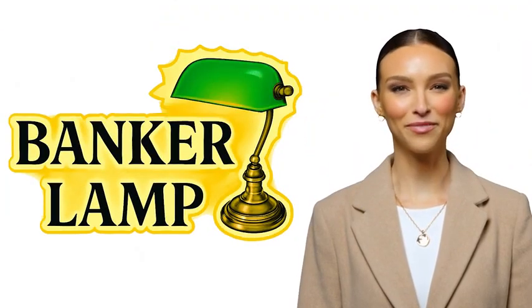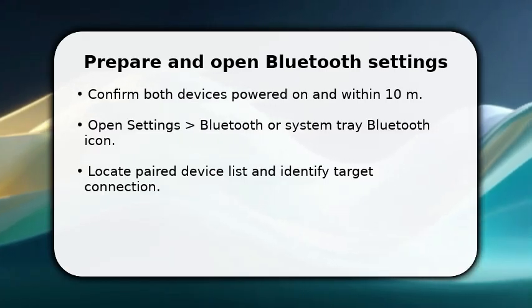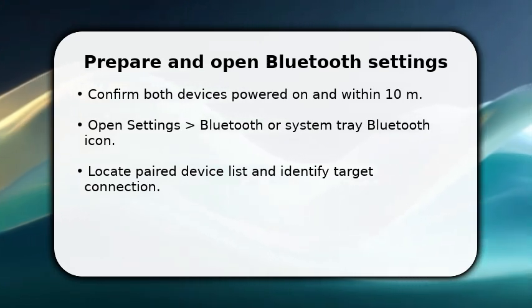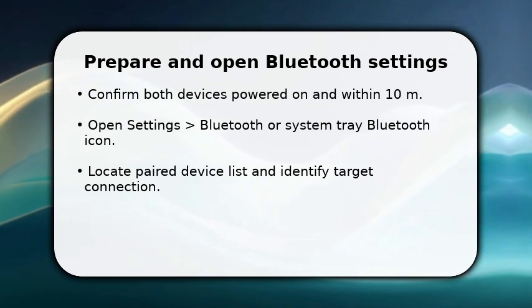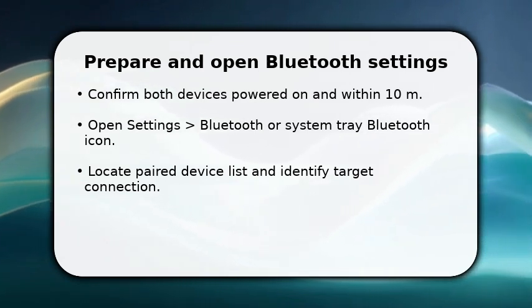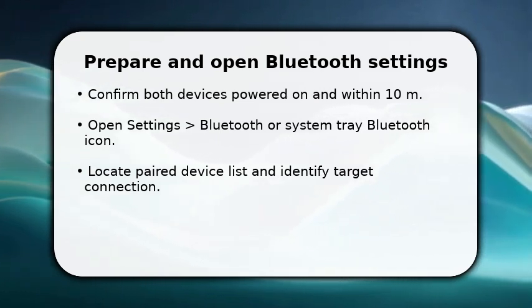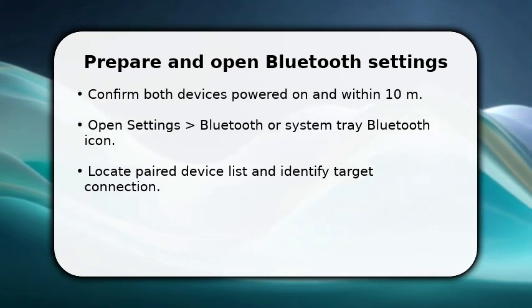Please enjoy the video. You start by confirming power and proximity. The phone or computer must be on and within about 10 meters, so the system shows current pairings. Next, open Bluetooth settings directly. Use settings Bluetooth on mobile or the system tray icon on a PC to get to the paired devices list.